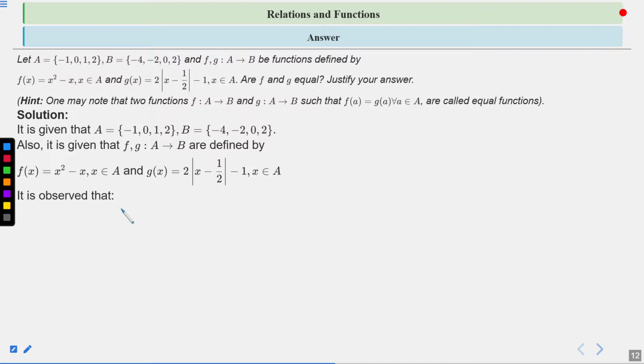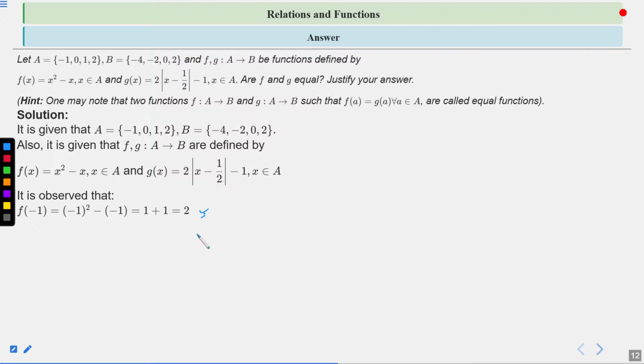It is observed that, see, what will be f of minus 1? Let us find out f of minus 1. So f(x) is basically x square minus x. Let's put the value of minus 1 in x square minus x. So it will be minus 1 square minus minus 1. After solving this, we will get 1 plus 1, which is equal to 2. So f of minus 1 is equal to 2.